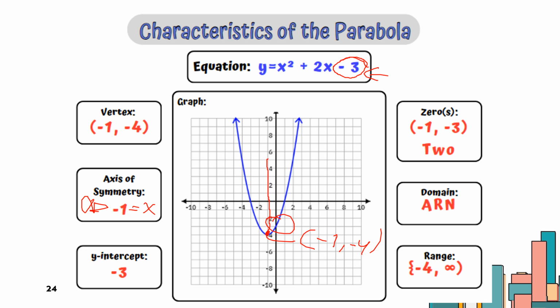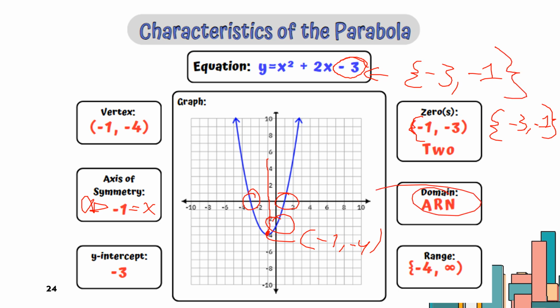Our zeros, well, we got a couple of good lattice points here. So it's -1, -3. It'd be better if this was written in brackets as -3, -1. Our domain is all real numbers. Our range is anything bigger than -4.